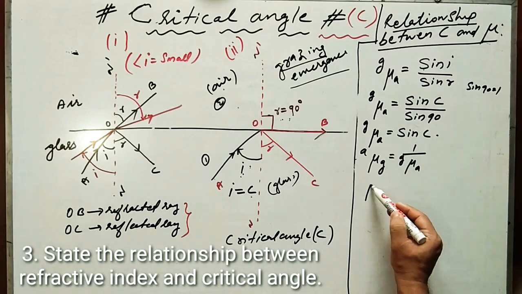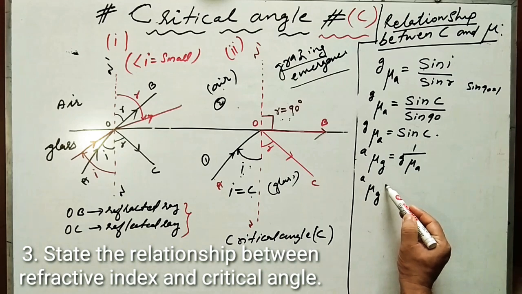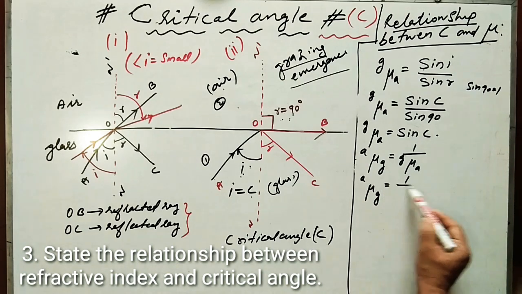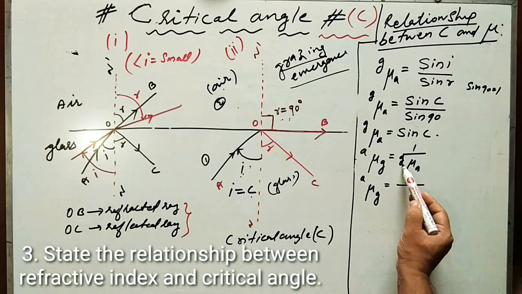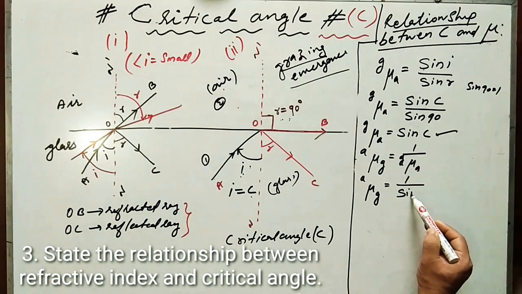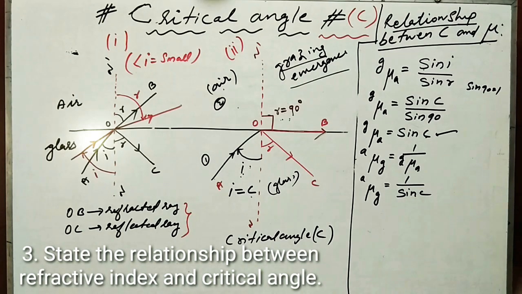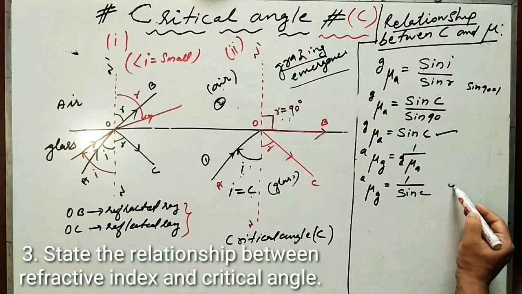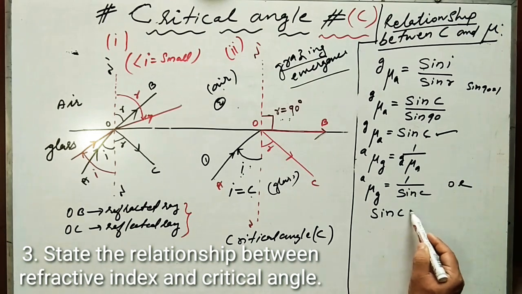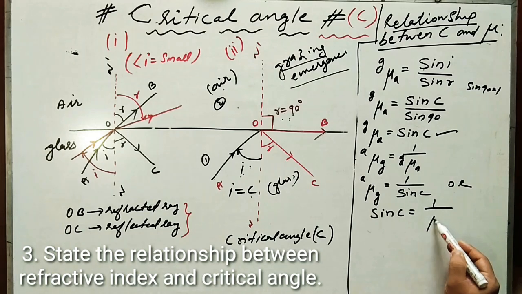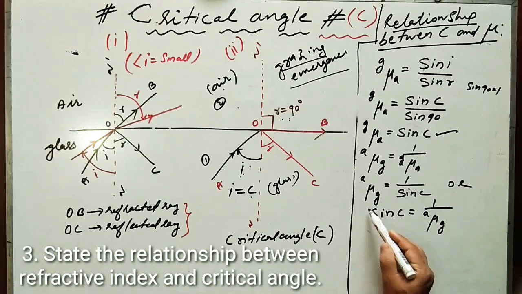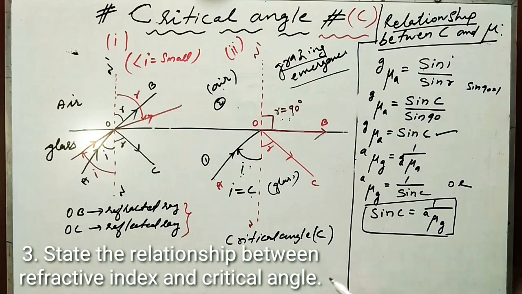So I can write the refractive index of glass with respect to air is equal to 1 divided by the refractive index of air with respect to glass. The value is given there, 1 by sine C. So in the denominator put sine C. Or I can write from here sine C is equal to 1 by the refractive index of glass with respect to air. So this is a very important relation: sine of the critical angle is equal to 1 by the refractive index of glass with respect to air.